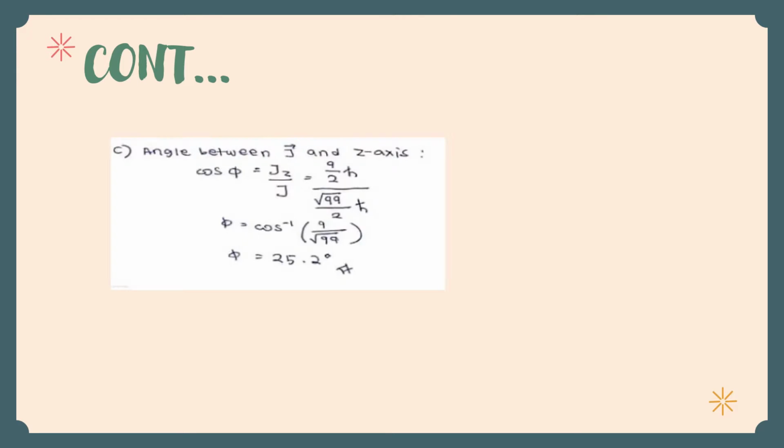Okay, for the sixth question, we continue to find the angle between J and the positive Z axis. So, to find it, we need cos theta equals JZ/J. So, we take the inverse cosine of the value and we get 25.2.